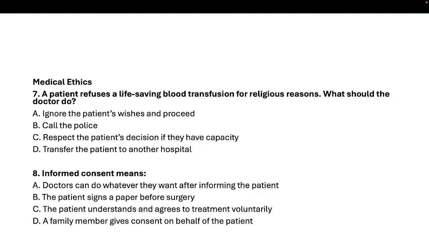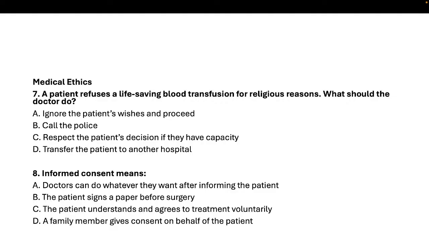Okay, so if we examine the first statement, doctors can do whatever they want after informing the patient. That is no. Again, this is autonomy. So you can't do whatever you want after informing the patient. The patient signs a paper before surgery. So yeah, if they sign a paper before surgery, it's consent, and they are basically agreeing to do the surgery. The patient understands and agrees to treatment voluntarily. So that's again a type of informed consent, and a family member gives consent on behalf of the patient.